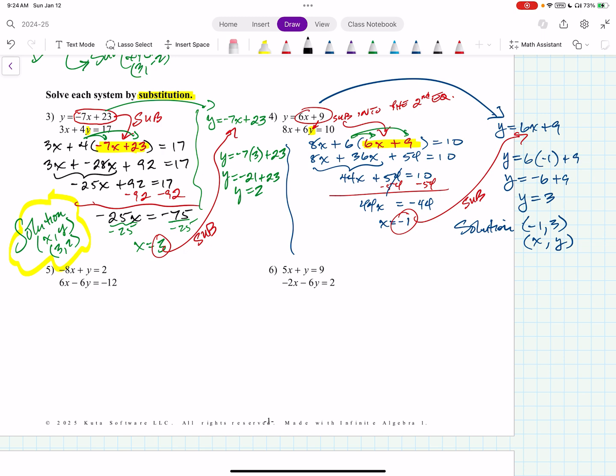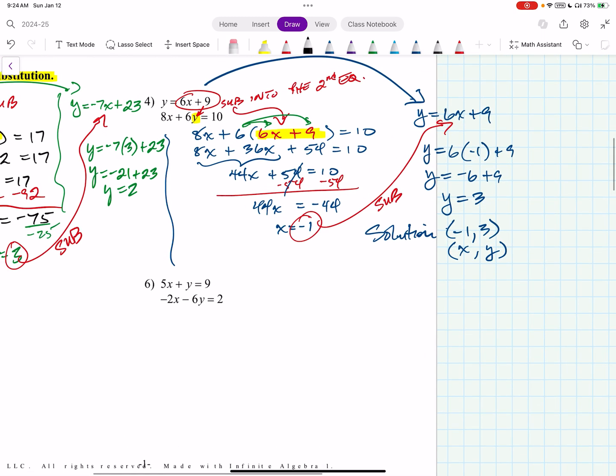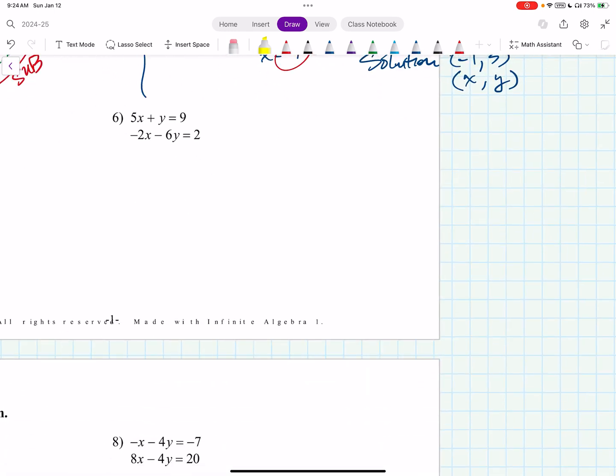Now number 6 here, we've got to get a variable isolated. You've got to pick a variable that is easy to isolate. To isolate the x variable in the first equation is going to take some work. I have to subtract y and divide by 5, and it's going to create fractions. So that's not very good. Y is fairly easy to isolate because all you do is add the opposite, negative 5x. I'm going to choose to isolate y. So let's write that down. Isolate y first.